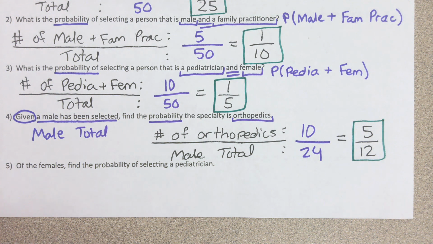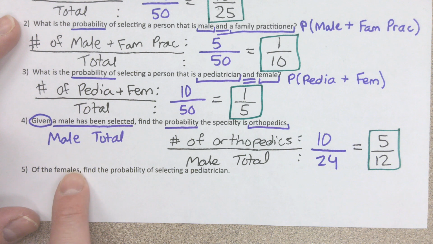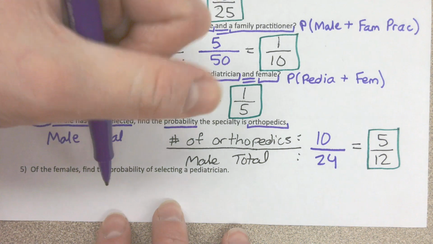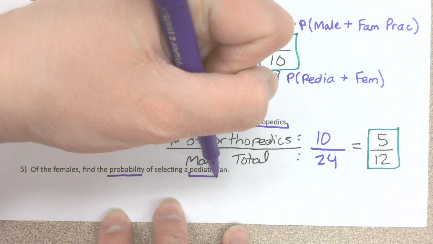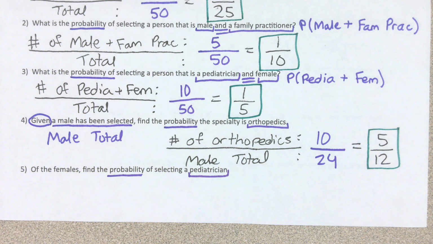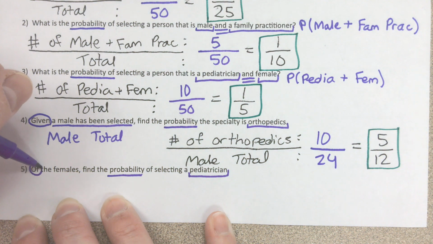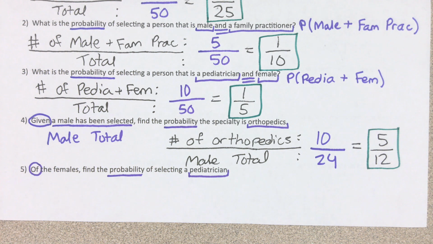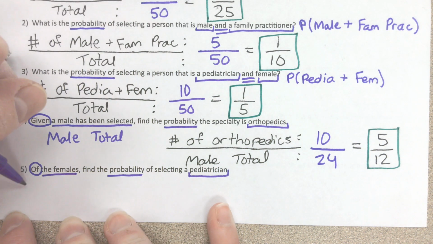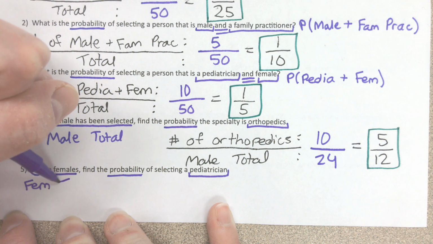Number 5 does the same thing. Of the females, find the probability of selecting a pediatrician. That first word, of, that's another signal word. So your two words that you look for are given and of. Those indicate that we're looking at a specific group, not just the whole table. So of the females, this is our female total.